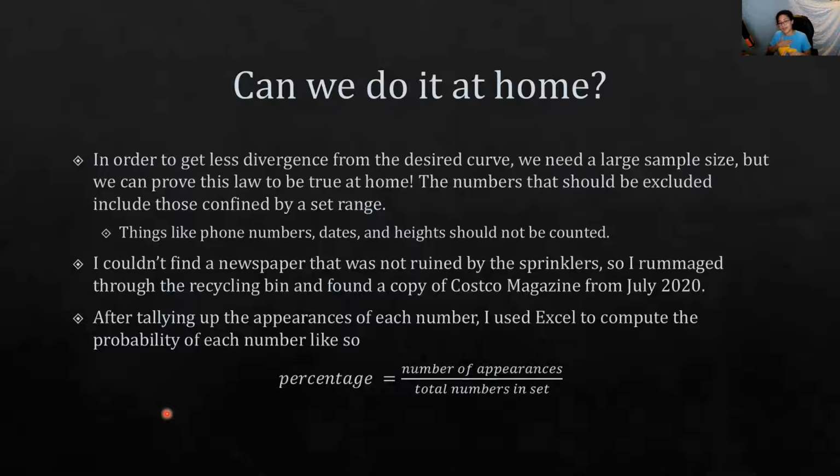I didn't have a newspaper at hand, so I used this Costco Connection magazine, and there are not a lot of numbers in this magazine, but with the numbers used, I tried to compare a couple different ways of going about trying to prove this law to see if it holds up. I'm a bit of a hands-on learner, so after tallying up the appearances of each number, I used Excel to compute a probability for each number like so. Pretty much, the way I got each percentage was I used the number of appearances over the total numbers in a set.